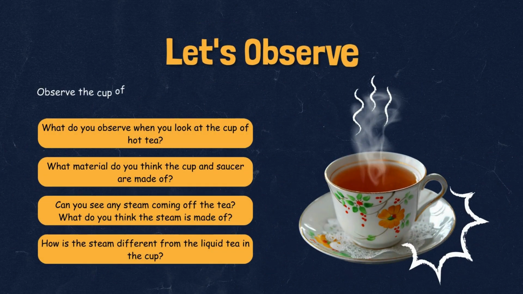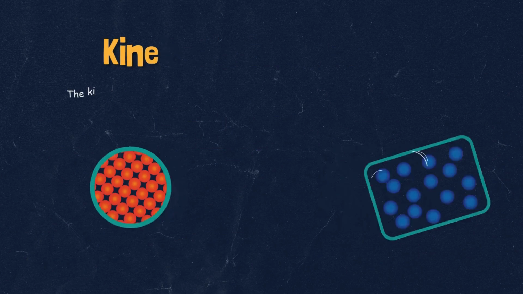Observe the cup of tea on the right and answer the questions below. What do you observe when you look at the cup of hot tea? What material do you think the cup and saucer are made of? Can you see any steam coming off the tea? What do you think the steam is made of? How is the steam different from the liquid tea in the cup?